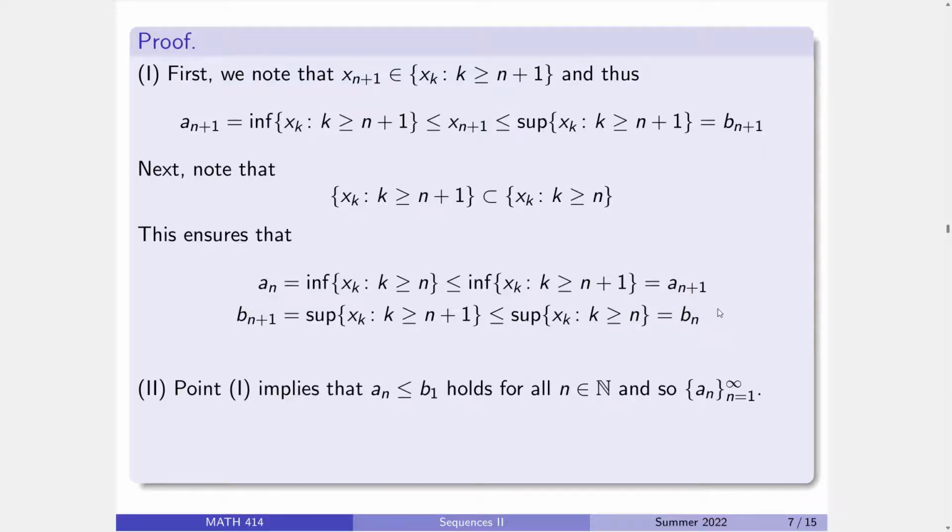So that completes the proof of part 1, and then for point 2, we note that point 1 guarantees that a sub n is always less than or equal to b sub 1, and so this is bounded above, and so the sequence.